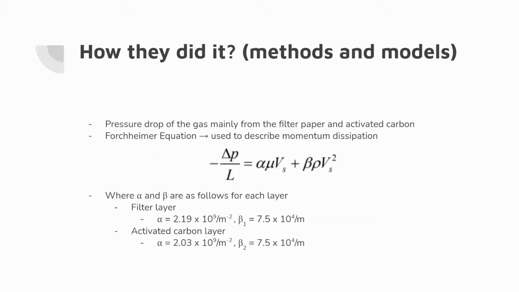Pressure drop of the gas was mainly found from the filter paper and activated carbon. The equation on the slide was used to describe momentum dissipation within the filter. Alpha and beta values were consistent with the references given and therefore concluded the values as displayed for the filter layer and the activated carbon layer.